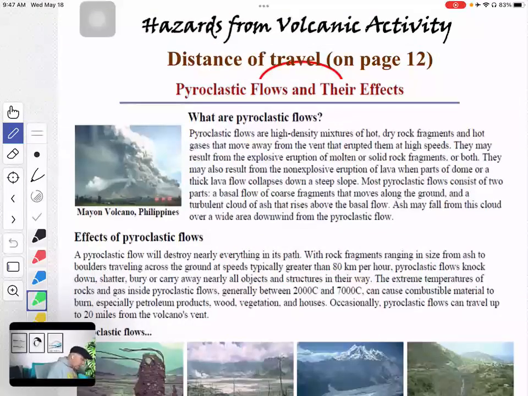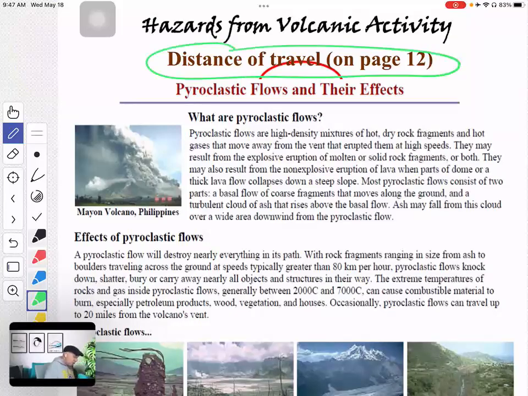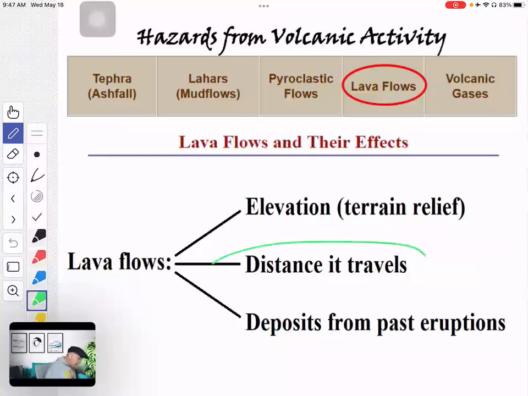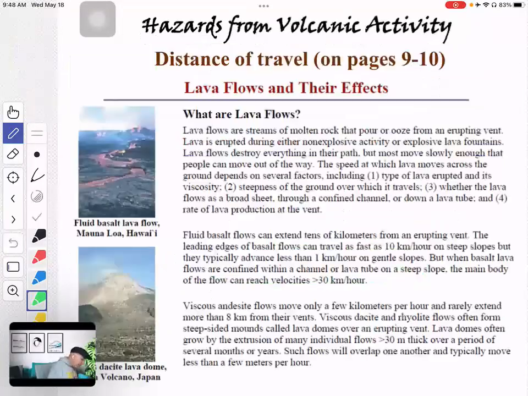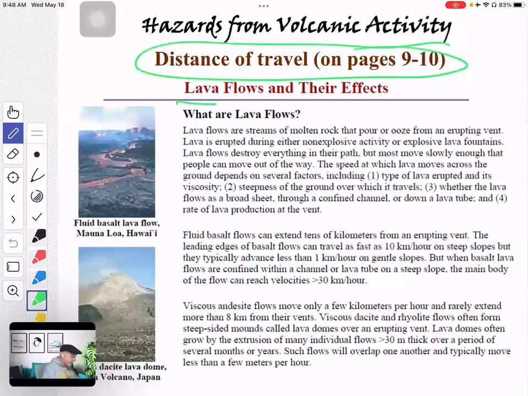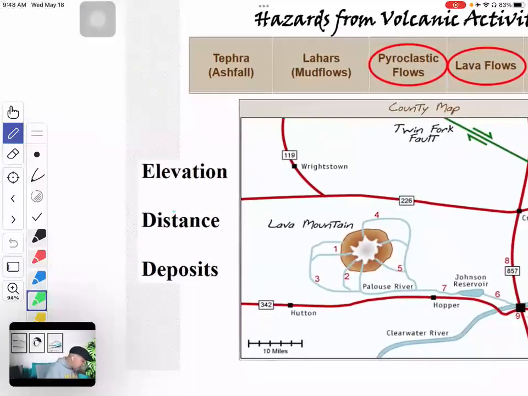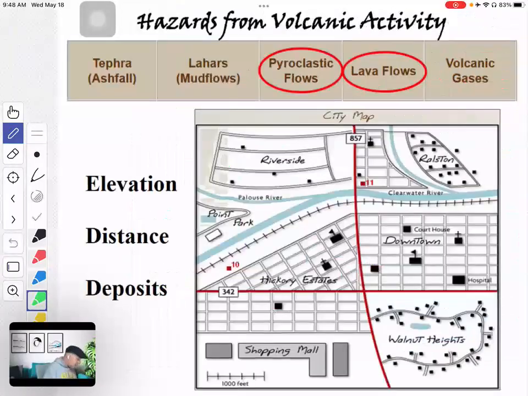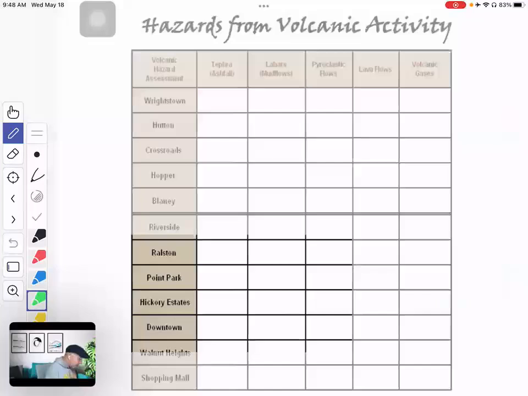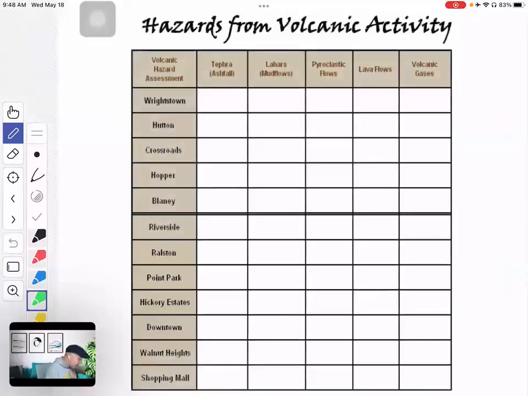So for the distance of travel of pyroclastic flow, you're going to be looking on page 12. The distance that lava flows travel, you're going to be looking from pages 9 and 10, where I discuss this lava flow. And there will be enough for you to make that assessment. So you're going to be using those 3 criteria, the elevation, distance, and the deposits to assess that for both the communities in the county and the neighborhoods in Hazard City. And you're going to make your assessment here for pyroclastic flows, here for lava flows, okay?